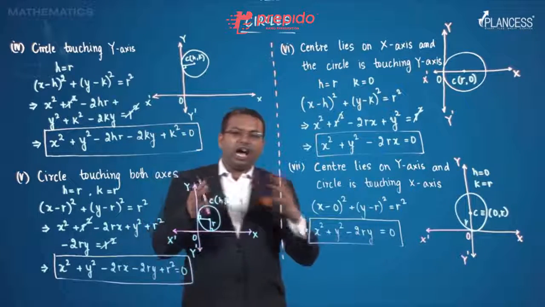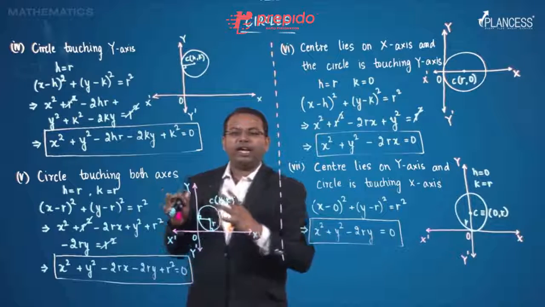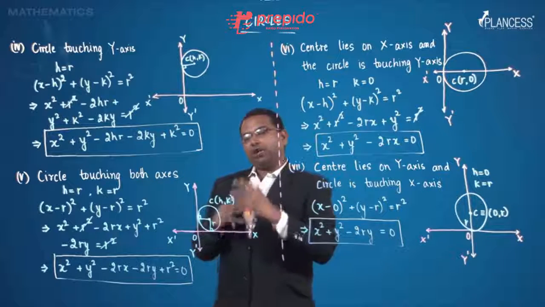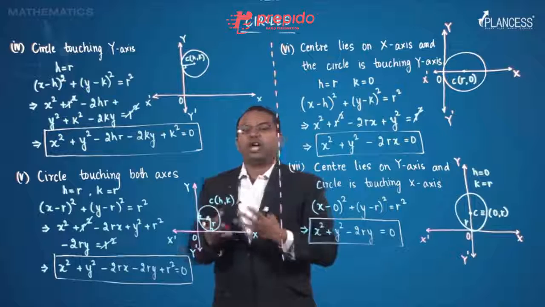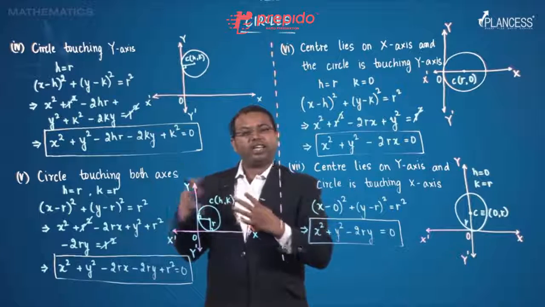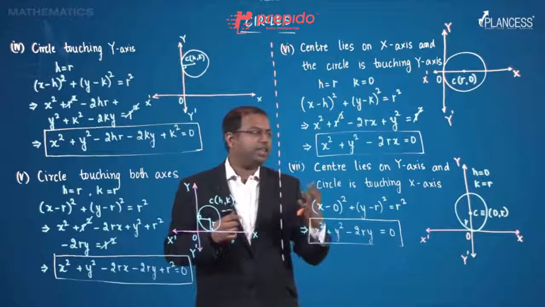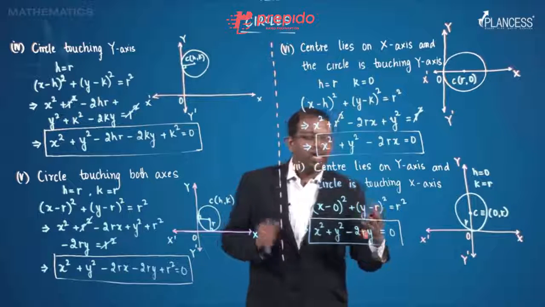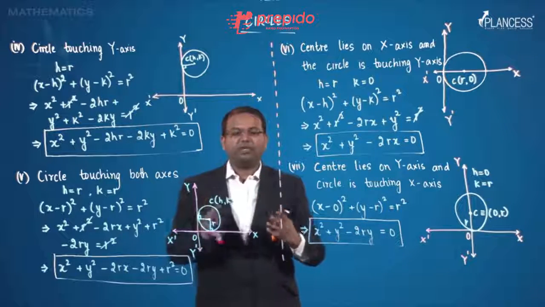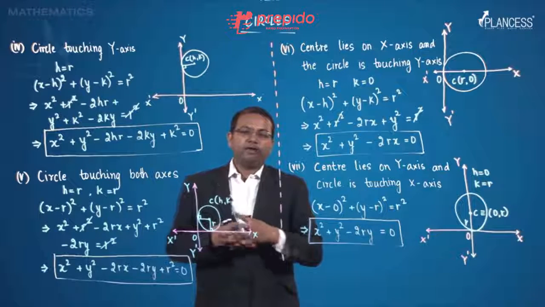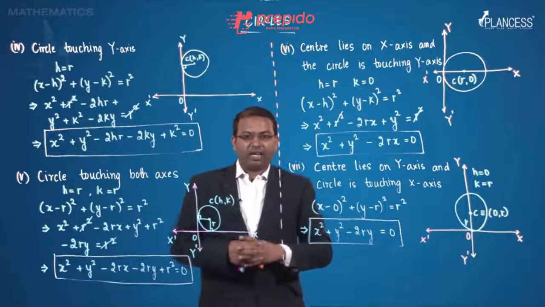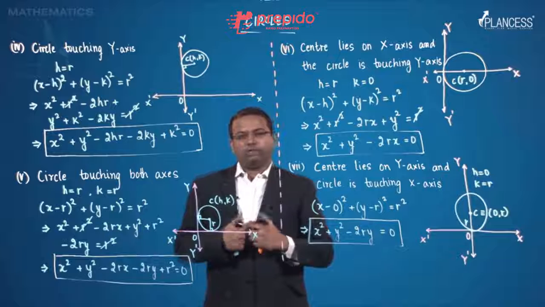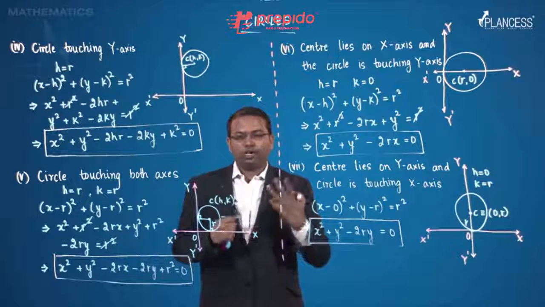So basically now you have a fairly good idea of how the equation of a circle will look like, and in what different cases how it will change depending on where the center of the circle is lying and what is the radius of the circle. So this is it for the first lecture. Let's meet again and take this forward and solve some good questions and see what is going on.